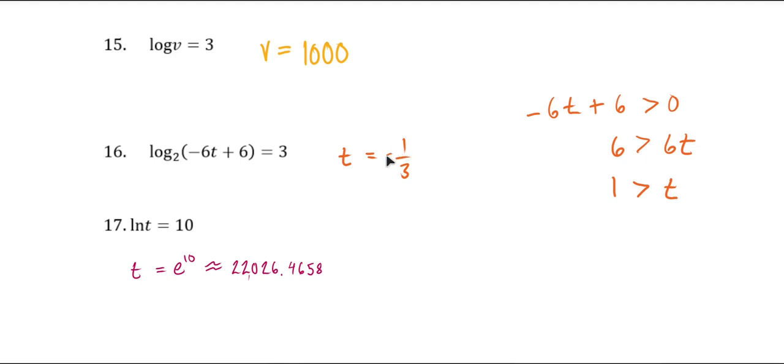We could also plug in a negative 1/3 inside here. This would give me a positive 2 for my minus 6t, and then adding 6 gives me an 8. Log base 2 of 8 is indeed 3 because 2 to the power of 3 is 8. So we could also check it by plugging in. But if your t or your variable as an answer satisfies the domain restrictions, it's going to work.